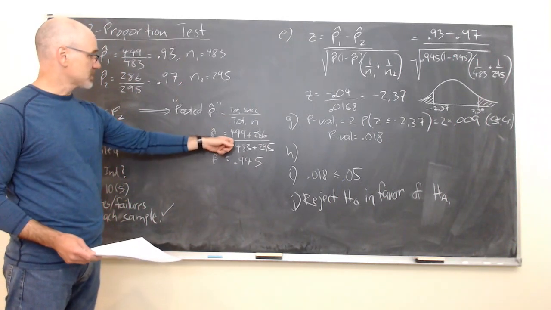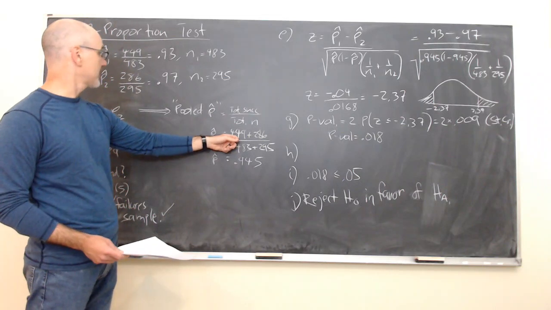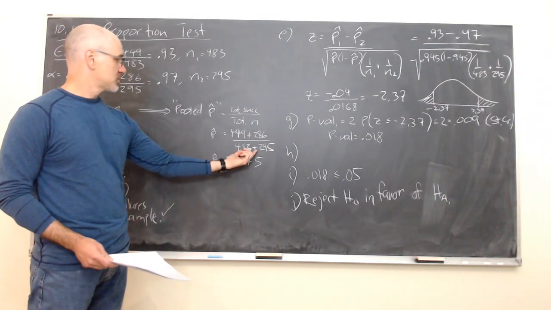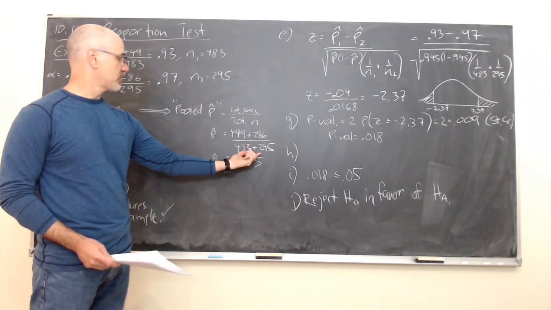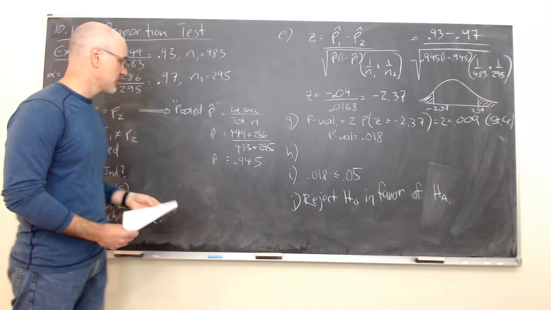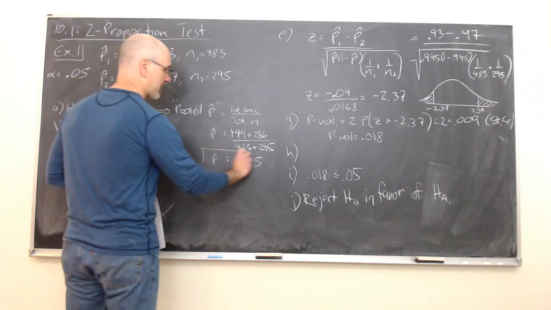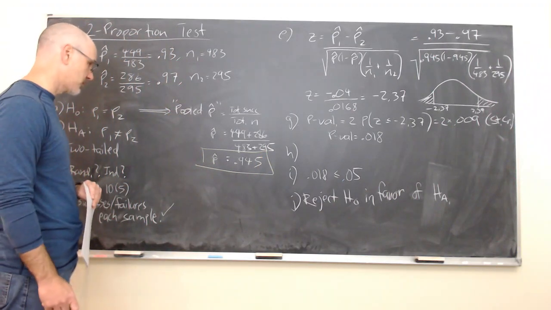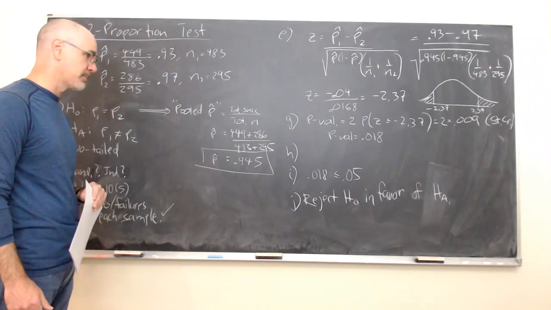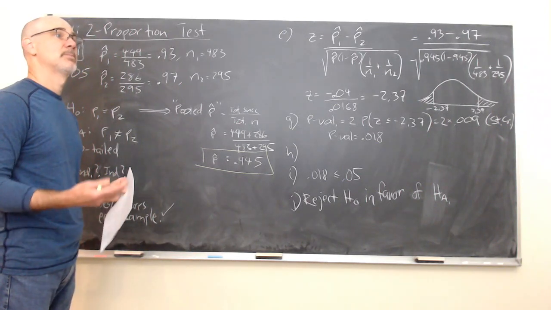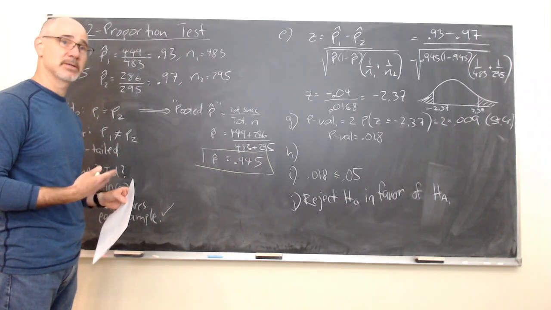So the total successes would be the 449 from the public school plus 286 from the private school. Total potential graduates, 483 for public, 295 for private. Do those two additions and then divide them, and you get a pooled P hat of 0.945. Okay, so that's what we use as an estimate for the overall population proportion for both public and private, because of our assumption temporarily that they're not different.